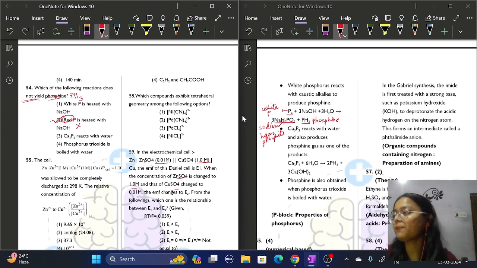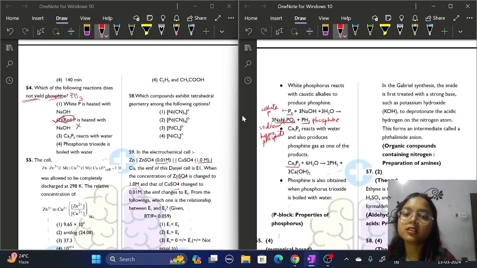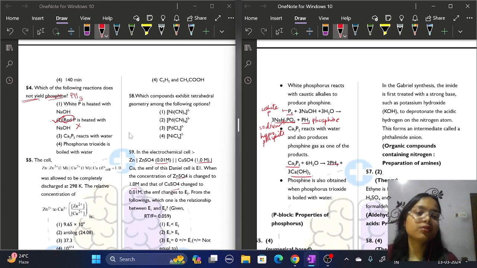Ca3P2 reacts with water to give phosphine gas. Ca3P2 plus 6H2O gives phosphine and calcium hydroxide. So Ca3P2 also reacts with water to give phosphine. And the fourth option is phosphorus trioxide. It also gives phosphine. So the second option is the correct option.